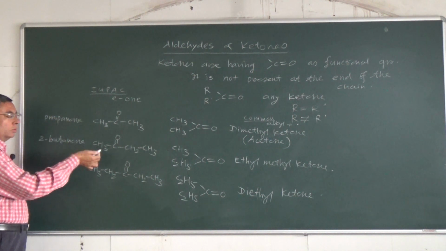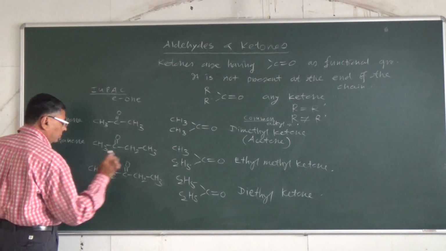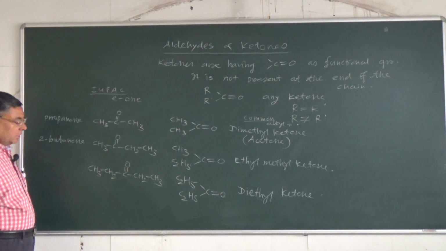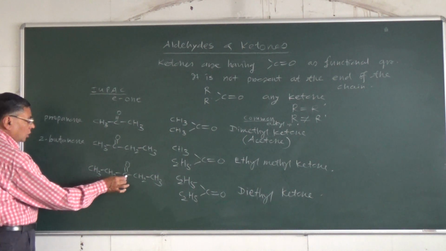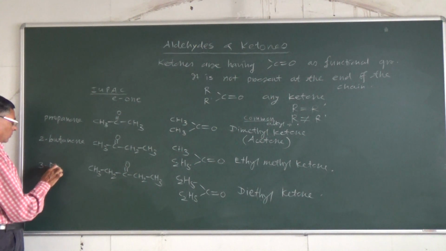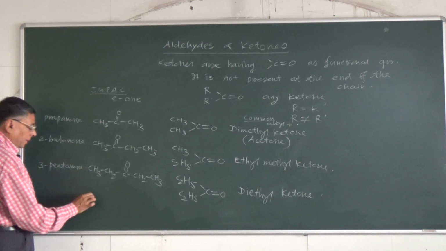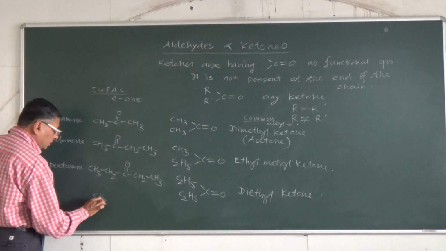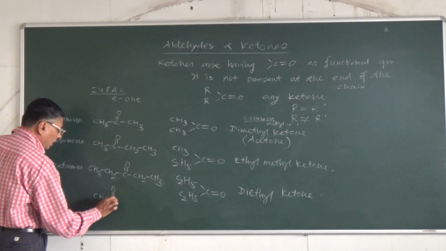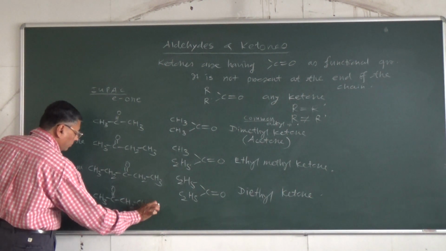So 2-propanone, or simply propanone, or 2-butanone. 1, 2, 3, 4, 5. Pentane is replaced by -one. The functional group is at carbon number 3, so 3-pentanone. There is 2-pentanone also: CH3 C=O and a propyl group, CH2CH2CH3.